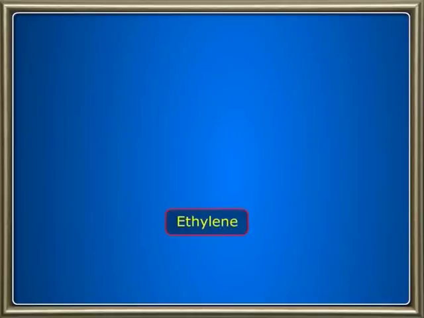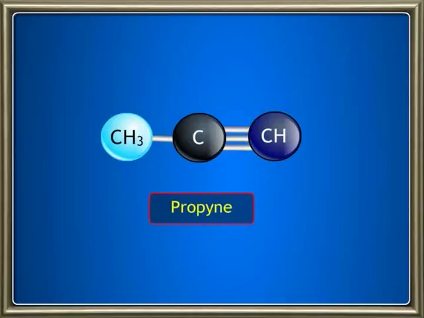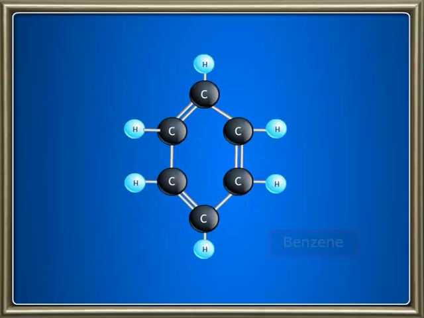Carbon atoms are capable of forming multiple bonds with other carbon atoms. This enables carbon to form a large number of compounds. In ethylene, 2 carbon atoms are joined with a double bond. In propyne, there is a triple bond. Benzene has 3 double bonds. Now I hope you have understood the unique character of carbon.